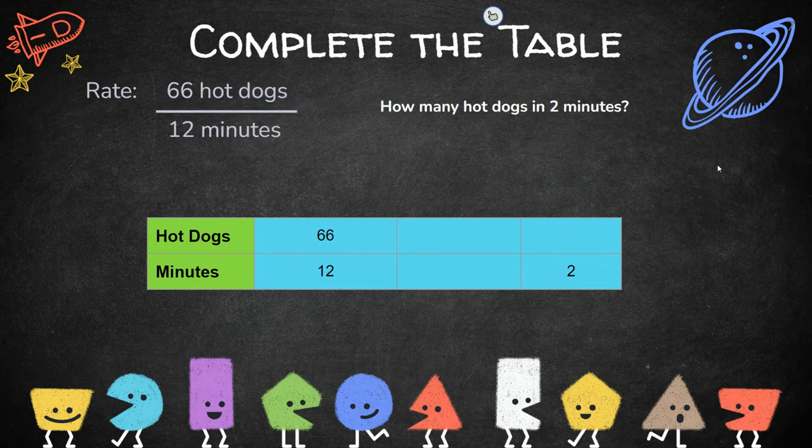We actually looked up in second period how much the world record was, and last year the winner of the hot dog eating competition, and yes, this is a real competition, ate 72 hot dogs in 10 minutes. So that person ate more than this record that's up here for our math. This ratio is 66 hot dogs in 12 minutes.